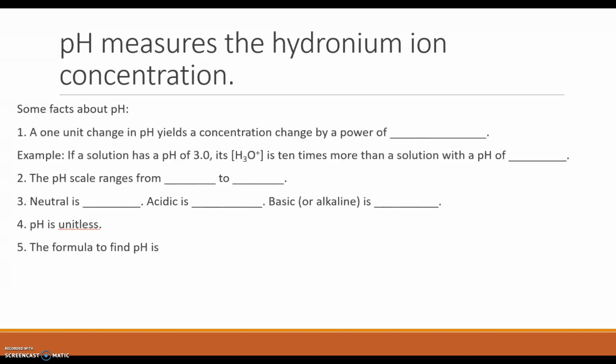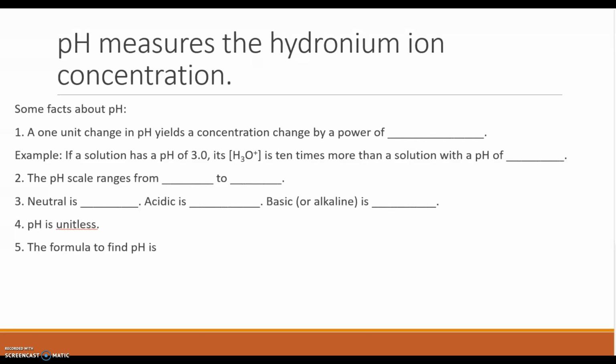All right, so let's talk a little bit about pH. And so this goes with your reading that you had to do last night. So a 1 unit change in pH yields a concentration that changes by power of 10. So for example, if a solution has a pH of 3.0, its H3O+ concentration is 10 times more than something with a pH of 2.0. So if I go from 2.0 to 3.0 in pH, it's a 10 times difference in concentration. So the pH scale ranges from 0 to 14.